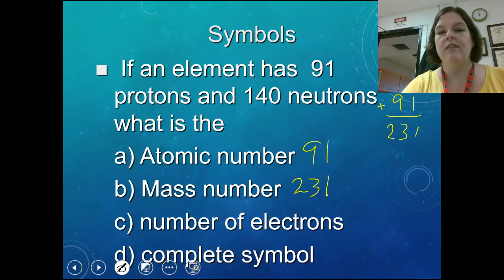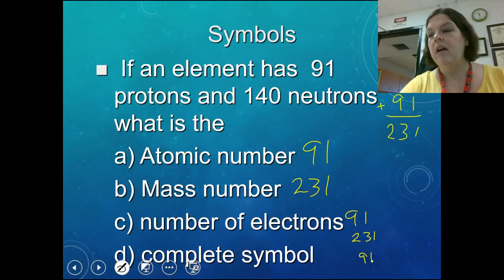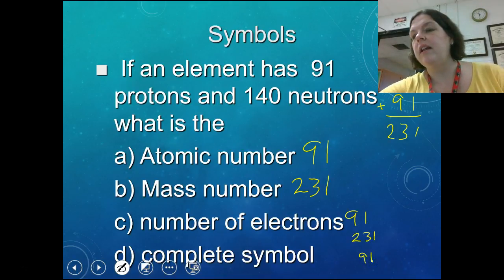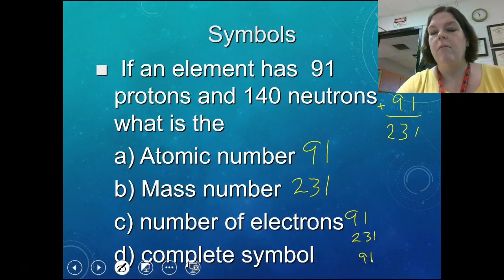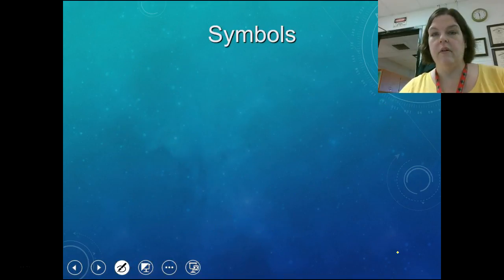How many electrons does it have? It has 91. What is the complete symbol? Well, pretty simple, right? The mass number goes on top, atomic number goes on the bottom, and then we look it up on the periodic table. This is protactinium, Pa. Okay?